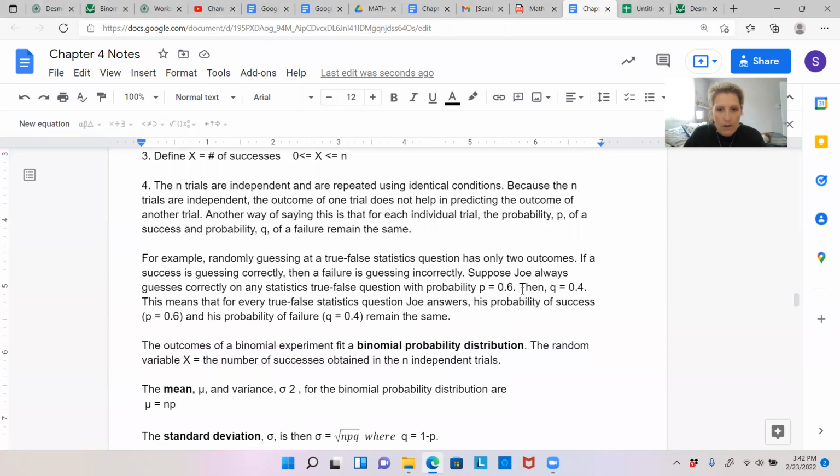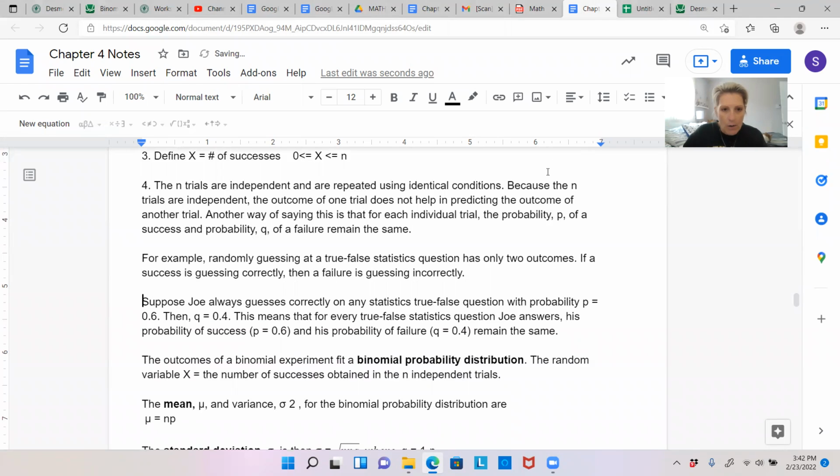An example here would be, suppose Joe always guesses correctly on any statistics true-false question with probability equal to 0.6. Then Q is 1 minus 0.6, which is equal to 0.4. This means that for every true-false statistics question Joe answers, his probability of success, P, is equal to 0.6, and his probability of failure, Q, is equal to 0.4. They remain the same for every true-false question.